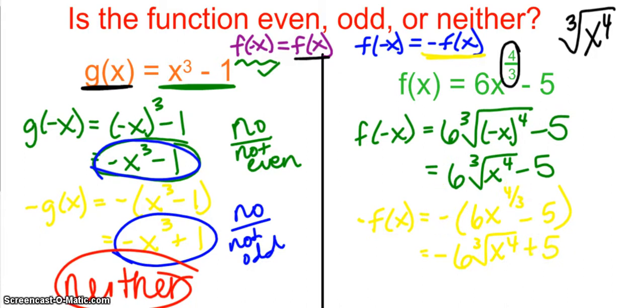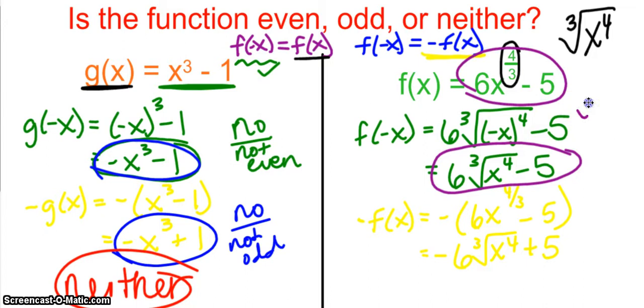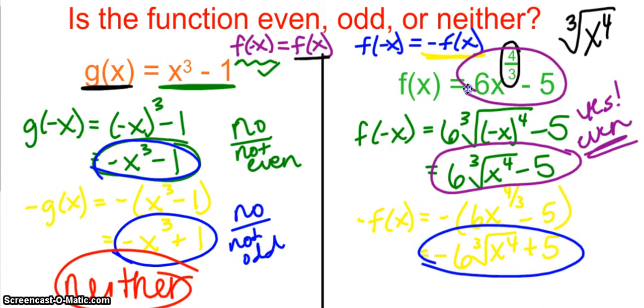So now let's do some comparison. Is this right here the same thing as our original? Yes, it is. So this function is even. Should also just double check, just to make sure, is this the same thing as our original? The answer is no, which means it's not odd. Now, your instinct should tell you if a function is even, it's not odd.